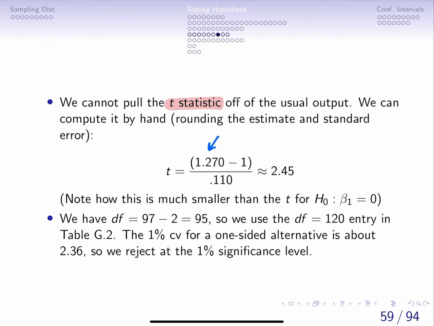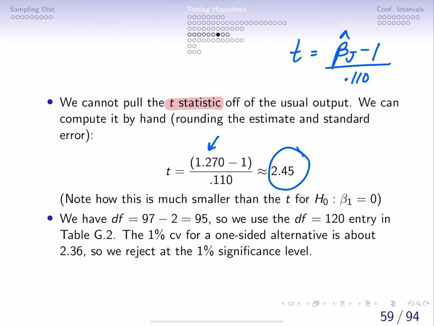So remember, our t-statistic is the estimate relative to the value that we hypothesized, right? Which is 1, divided by the standard error. So if you look at the standard error that your software throws, that is 0.110, right? So you can calculate what this value is, and this is 2.45.